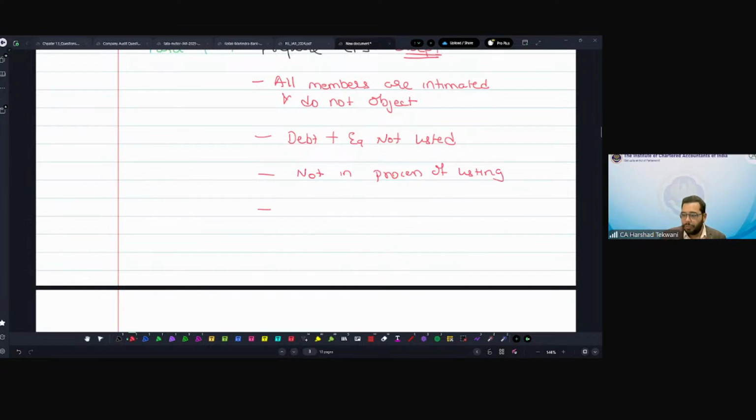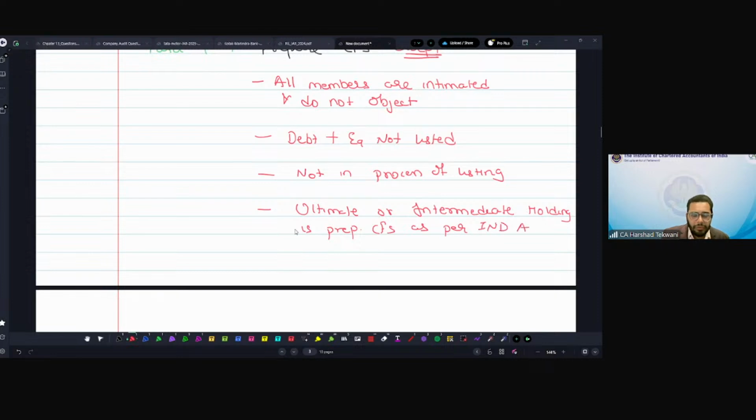Fourth condition, its ultimate or any intermediary parent produces financial statements that are available for public use, which comply with Ind AS, in which subsidiaries are consolidated or measured at fair value through profit and loss. So again, your ultimate or intermediate holding is preparing consolidated financial statements as per Ind AS.